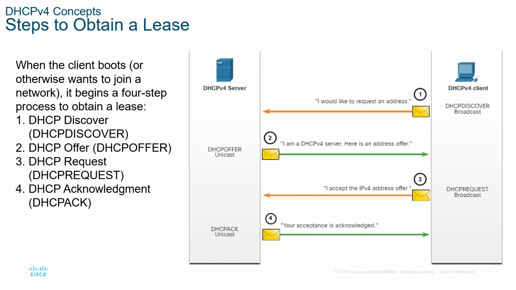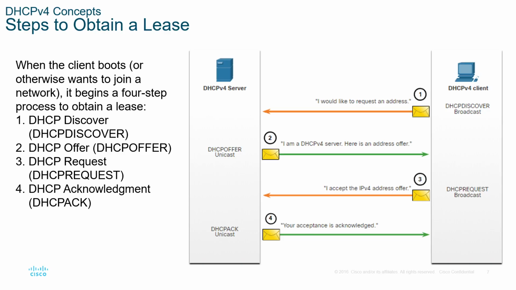Steps to obtain a lease. Now, how does the client request to obtain an IP address? The client will send an initial discovery message. This discovery message is basically a shout out to the world asking for a server to assign it an IPv4 address. Now, all 4 steps in a DHCPv4 transaction, I would say, are comprised of DORA, D-O-R-A. That stands for Discover, Offer, Request, Acknowledgement.